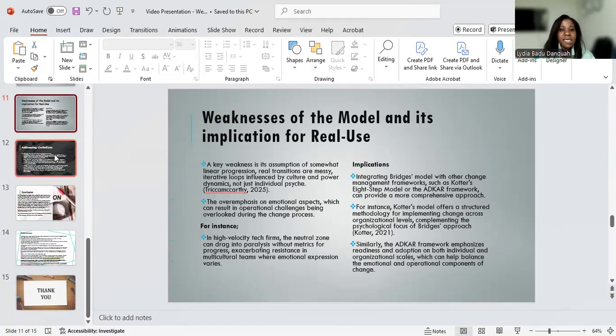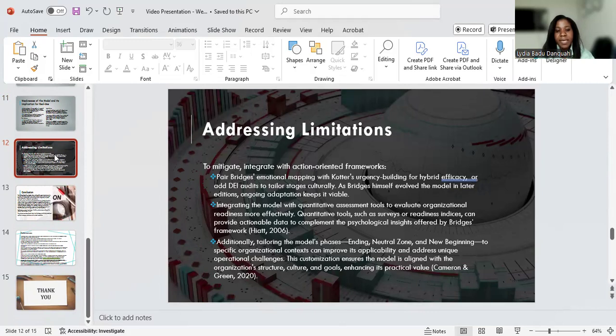When we go to addressing the limitations of this model, we could pair the Bridges emotional mapping with Kotter's agency building, like I said, for hybrid efficacy. And also we could integrate the model with quantitative assessment tools to evaluate organizational readiness more effectively. Quantitative tools like surveys and readiness indices can also provide actionable data, which can help ensure that everything is as it's supposed to be and not just about the emotions again. Additionally, they can tailor the model's phases, that is the ending, the neutral zone, and the new beginnings, to specific organizational contexts, which can improve its applicability generally and also address unique operational challenges.